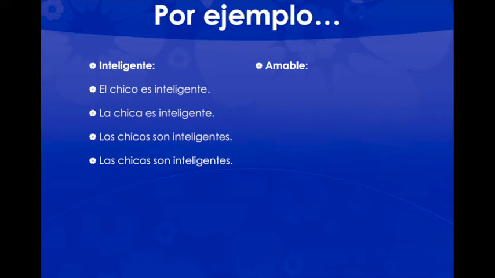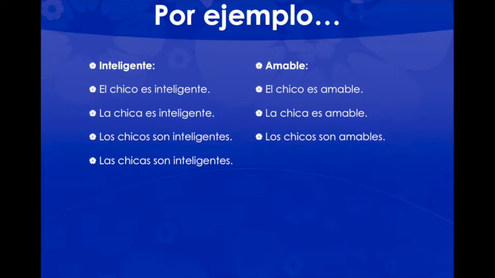For amable, same idea. El chico es amable, kind. La chica es amable, the girl is kind. Los chicos son amables, the boys are kind. Las chicas son amables, the girls are kind.